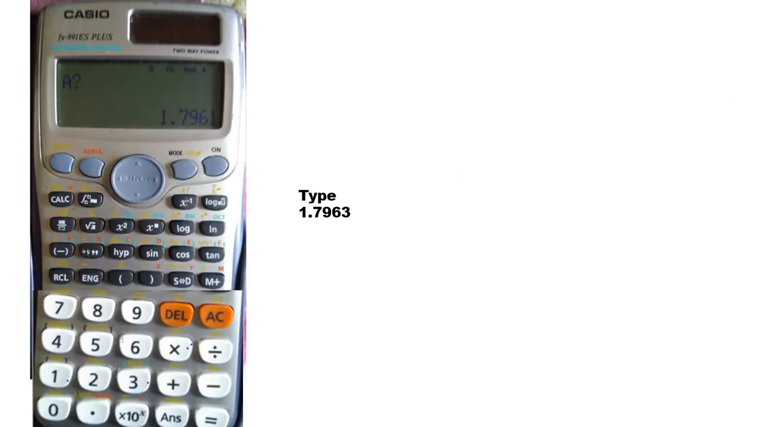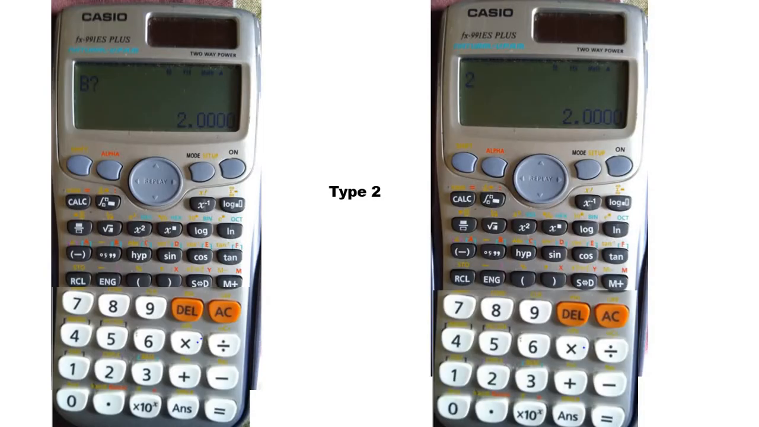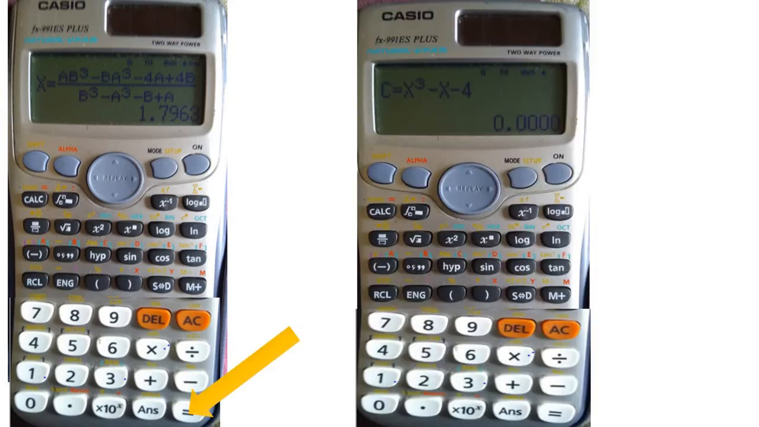Okay, press equal to, replace a by the new value, replace b by the new value, write this x in your table, press equal to, you will get c as 0.